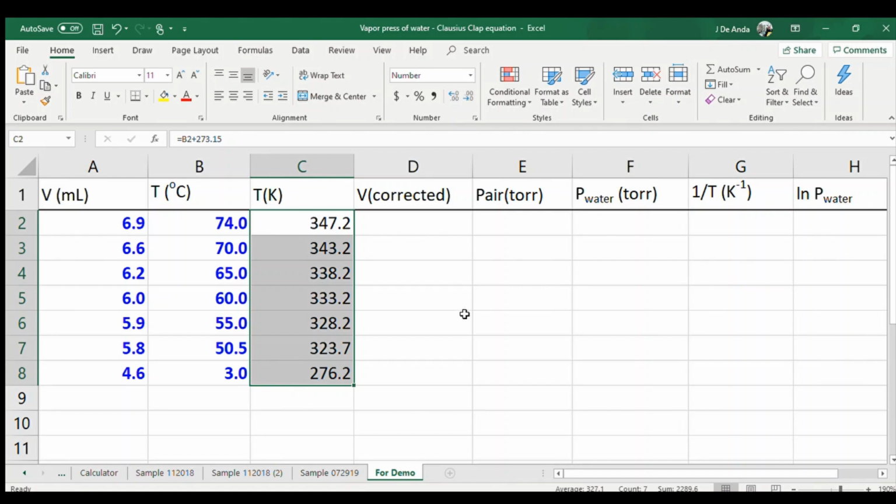All right, so those are some of the tricks that you can do with Excel. Thank you.